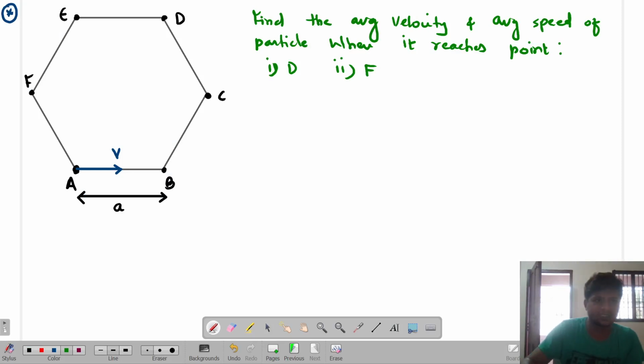The question is simple: the particle is moving on this hexagon with speed v, and the side length of the hexagon is a. Then you have to find average velocity and average speed of the particle when it reaches this point D, and when it reaches at point F. Two questions are there.